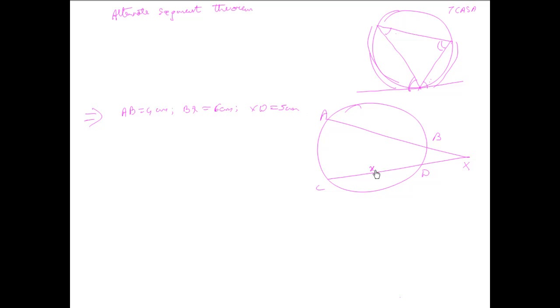So we take this length as X, children. AB has been given to us as 4, BX is 6, this is 5. So children, by the theorem that we've got, XA into XB equals to XC into XD. XA, children, is 10, XB is 6, which is equal to XC, which is 5 plus X, into XD, which is 5. This cancels with this to give you 2. 12 is equal to X plus 5. Therefore, children, X comes out to be 7 centimeters. That's the length of CD.